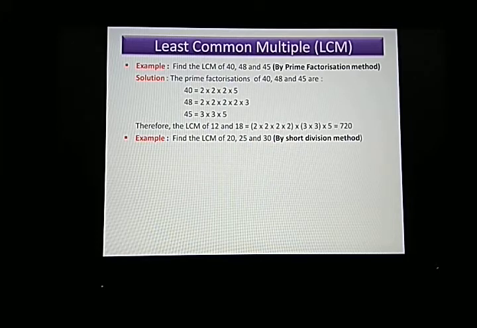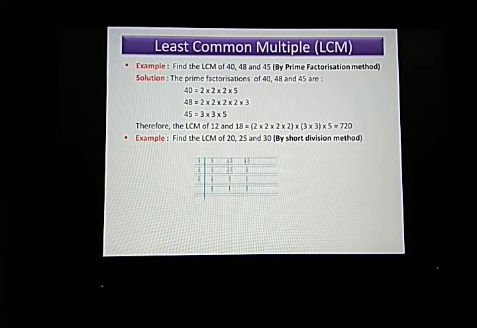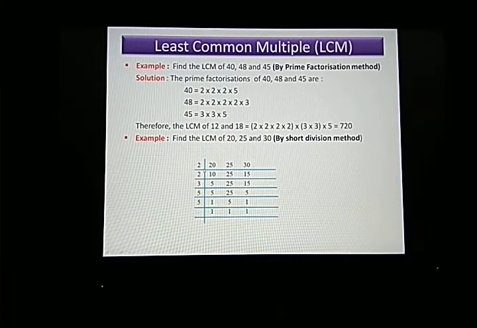So here division will be done of all the 3 numbers. So let us see how it is done. So this is the division. See carefully, we have taken the 3 numbers. I'll stretch a line here. First we'll divide by 2.